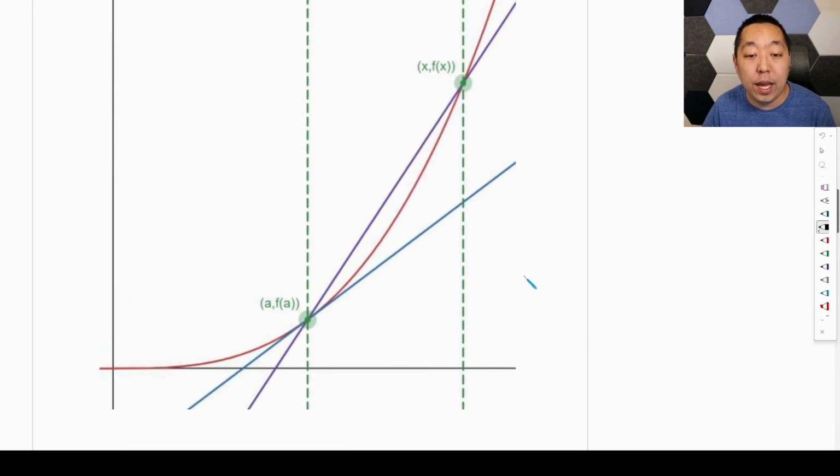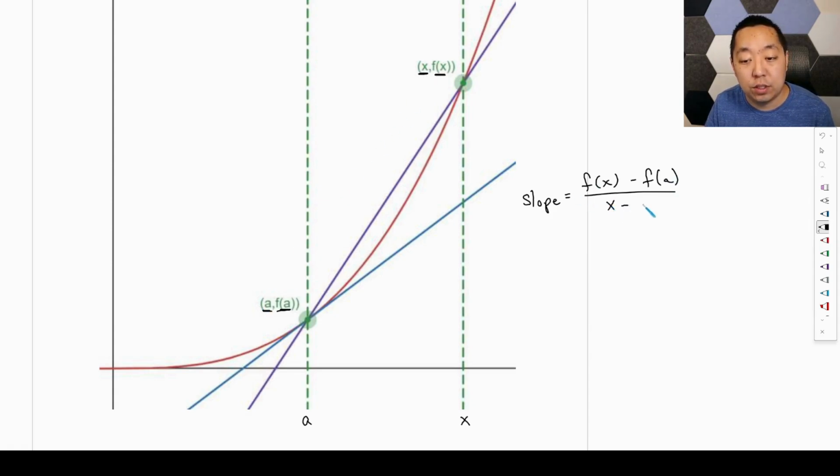And so the way we're going to handle that is think of this point as a and this point as x. Again, we're doing the same thing. If this is the x coordinate, the y value is f of x. If the x coordinate is a, the y value is f of a. And again, I want the slope at a. So the slope between those 2 points is going to be the difference in the y values divided by the difference in the x values. That's our slope of a secant line.